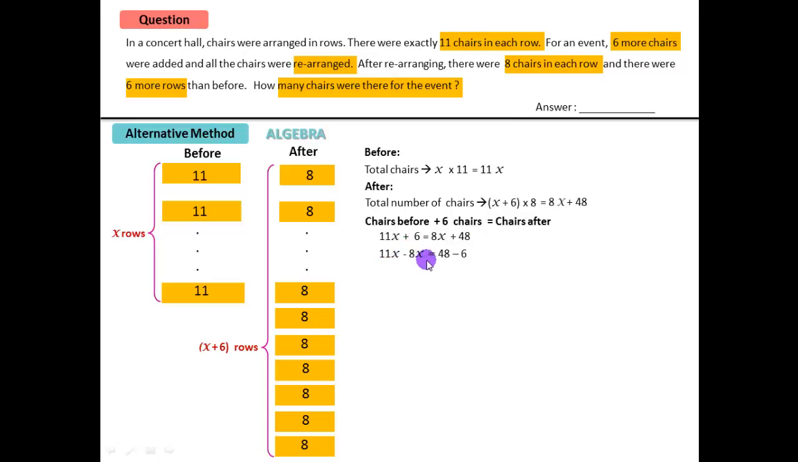11x minus 8x is equal to 48 minus 6. 3x is equal to 42. x is equal to 42 divided by 3, which gives us 14. And this is the number of rows that there were at first.